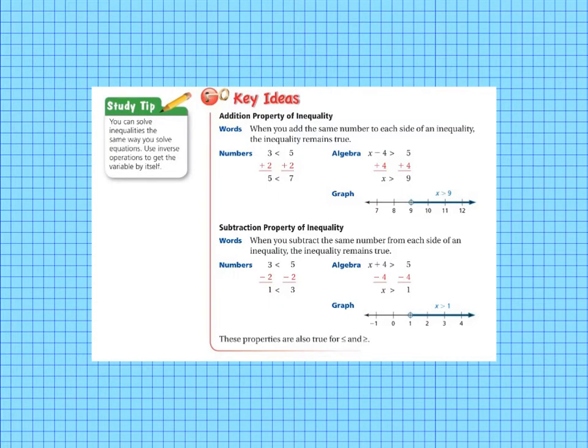There are two key ideas here on this slide. Let's pay attention to both of these. They're very important. Addition property of inequality. When you add the same number to each side of an inequality, the inequality remains true. So in numbers, it looks like this. 3 is less than 5. So if we add 2 to both sides, 3 plus 2 is 5.